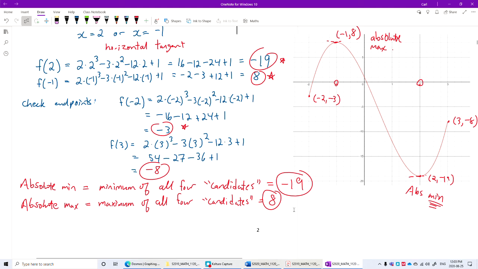Okay, so how do we find the absolute max and the absolute min? We look for places where the derivative is 0, and we check the endpoints. There's a third place which didn't matter in this case. There's a third place to check, which is anywhere that the derivative does not exist. We'll talk about that more in the next video.